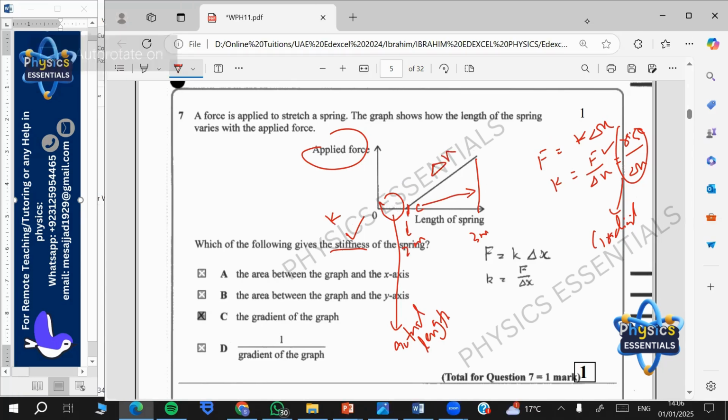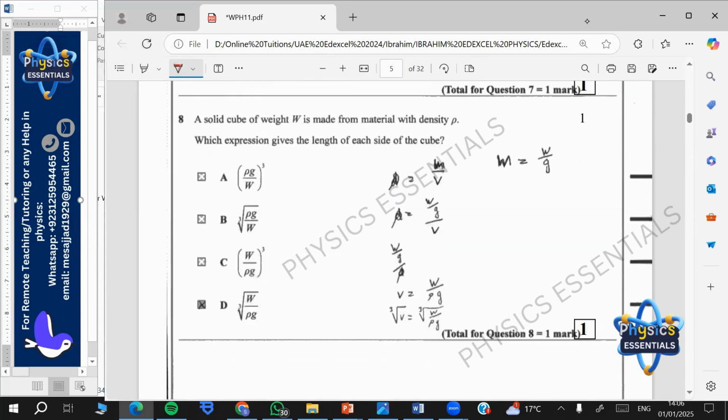Now, so he answered question 7 right again. Here they have provided you the density, they have provided you the weight, and they asked which expression gives the length of each side of the cube. So you have the cube. First of all, the volume of the cube is x into x into x, which is x cube.